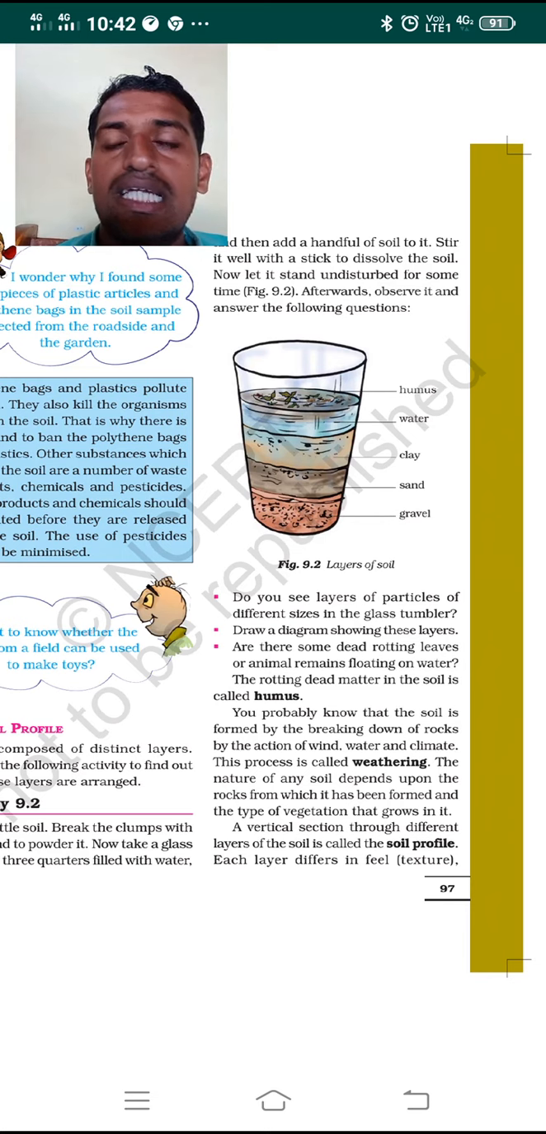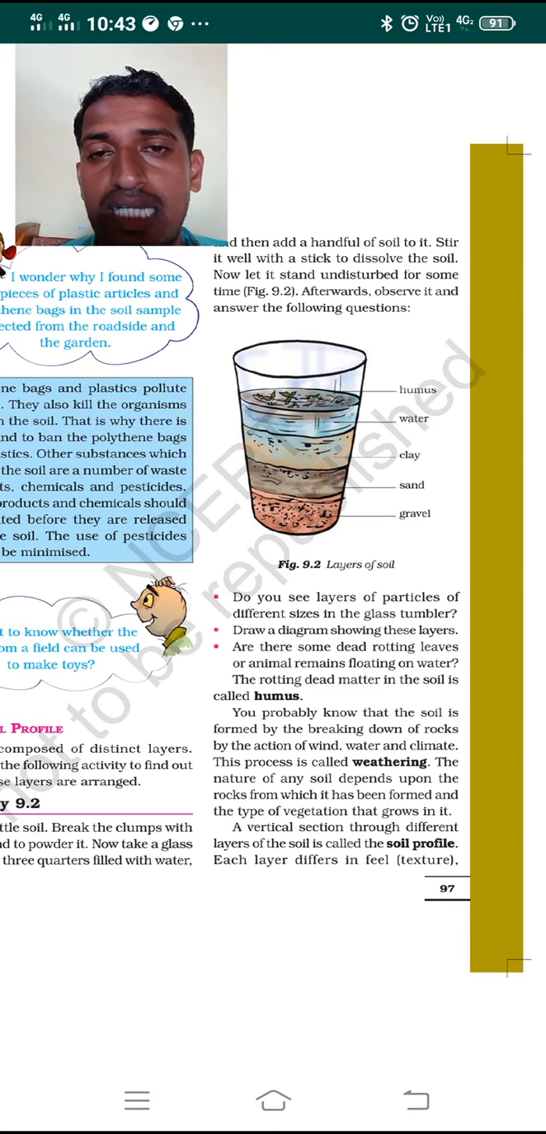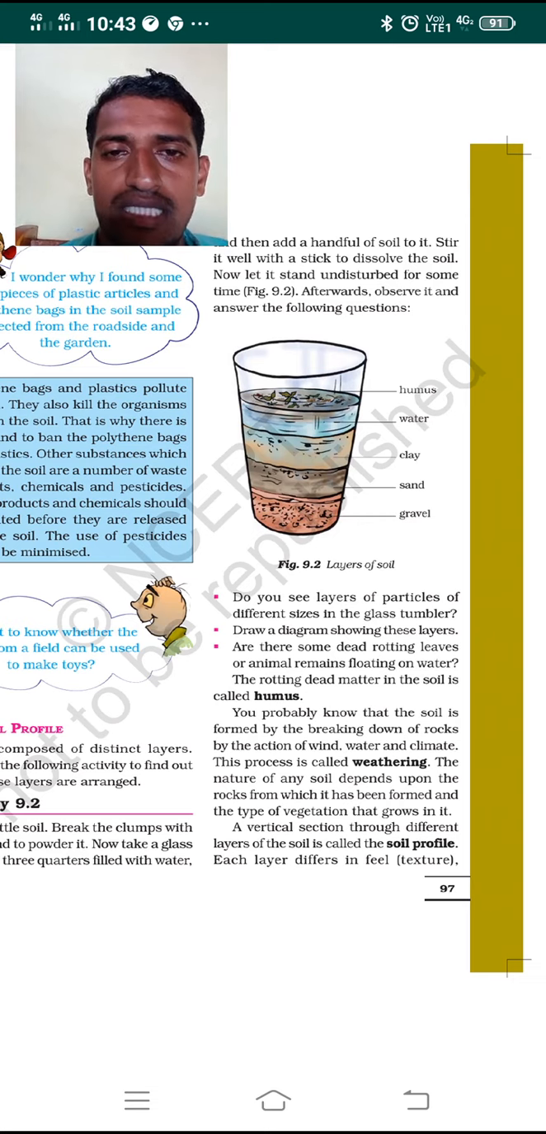Now let it stand undisturbed. After some time you have to allow it to stand without disturbing, for around 10, 15, 20 minutes like that. Look at figure 9.2. After some time you will observe the following and try to answer the questions which are asked there.